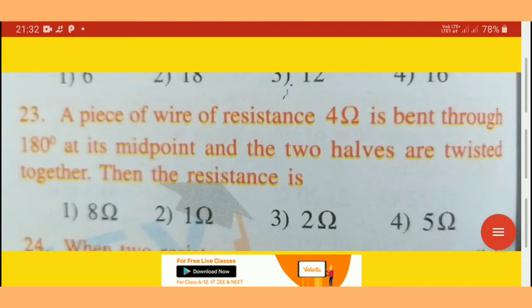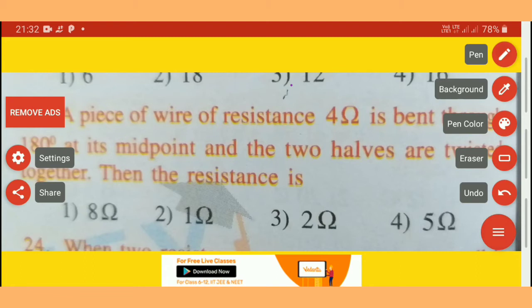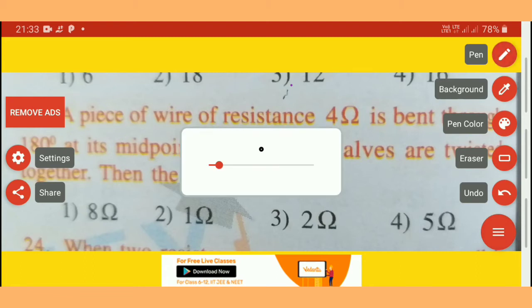Today we shall discuss one more problem in current electricity. A piece of wire of resistance 4 ohm is bent through 180 degrees at its midpoint and the two halves are twisted together. Then the resistance is: option A 8 ohm, option 2 1 ohm, 2 ohm, 5 ohm. Let us solve it.